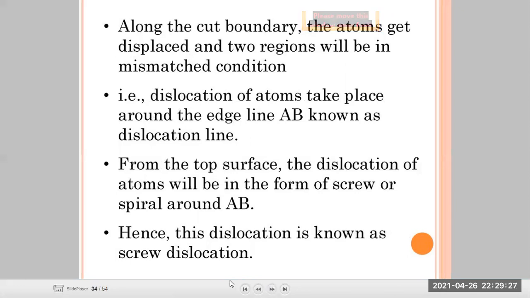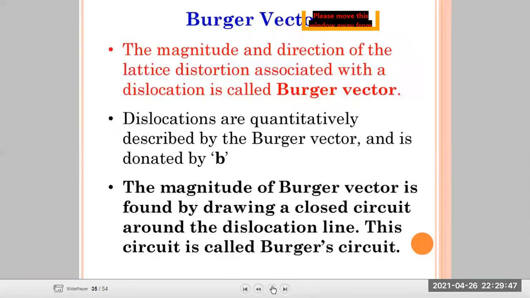Along the cut boundary, the atoms get displaced and the two regions are in a mismatched condition. This is known as the dislocation line. Hence, the dislocation is here. If, from the top surface, the dislocation of the atoms is in the form of a screw, then we simply call this a screw dislocation.